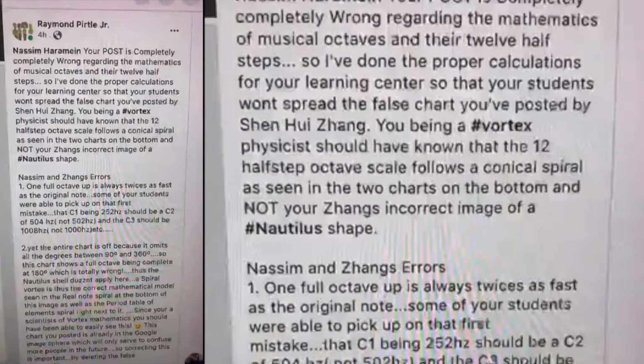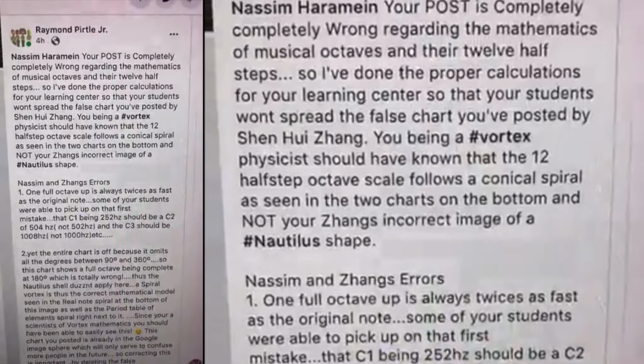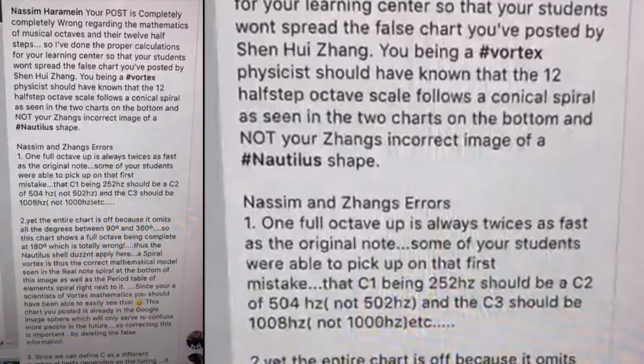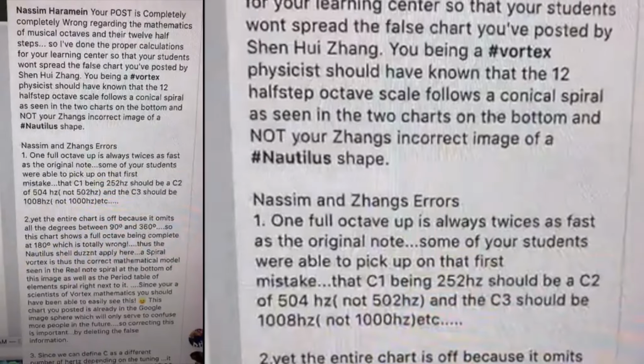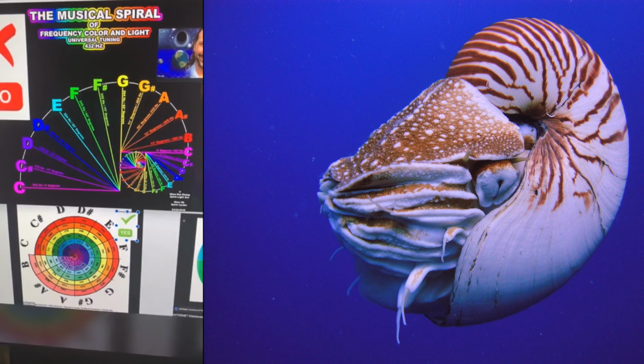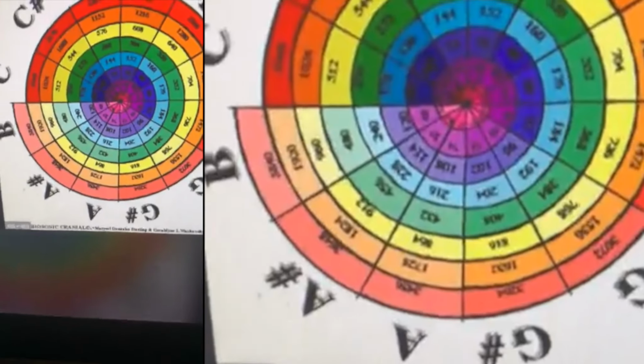Nassim Haramein, your post is completely wrong regarding the mathematics of musical octaves and their 12 half steps. So I've done the proper calculations for your learning center so that your students won't spread the false chart posted by Xinhui Zhang. You, being a vortex physicist, should have known that the 12 half-step octave scale follows a conical spiral as seen in the two charts on the bottom, not Zhang's incorrect image of the Nautilus shape. So he used the Nautilus shape to try to describe how the 12 half steps of an octave fall, but really this is the actual chart.